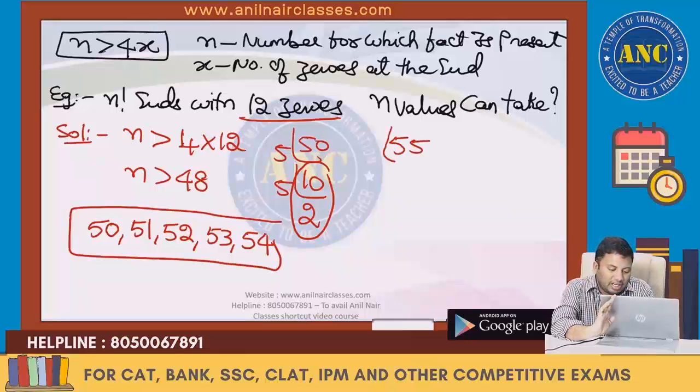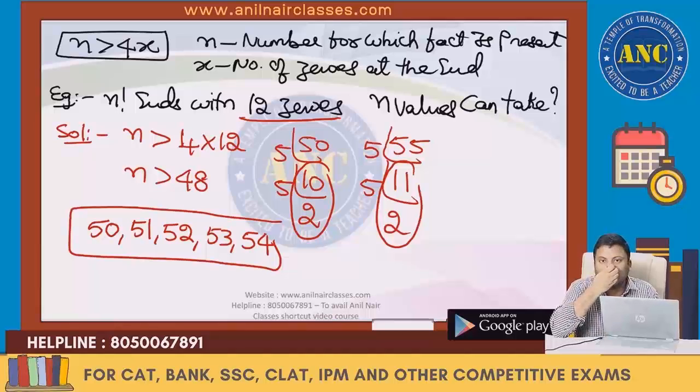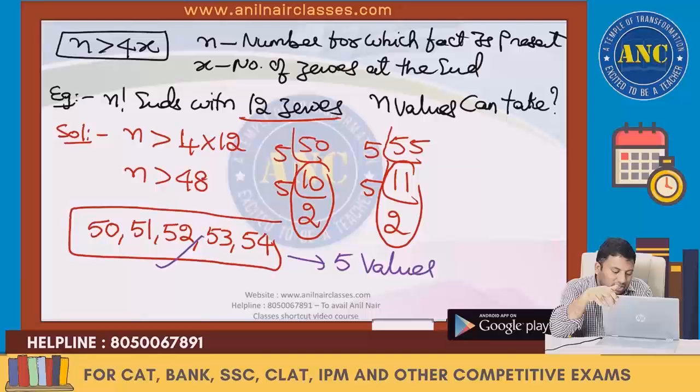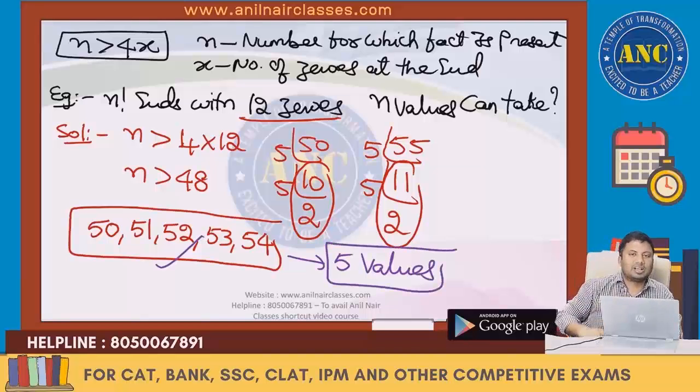Because if I take 55, 5 11s are 55, 5 2s are 10. 11 plus 2 is 13. I want only 12 zeros at the end. So there are 5 values which will have 12 zeros at the end. I hope the concept is clear. Very beautiful question. Generally in our textbook, we only find the number of zeros at the end. If the number of zeros at the end is given, we can also find the number.